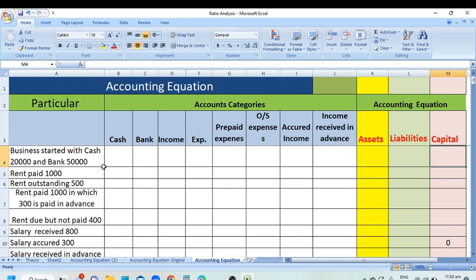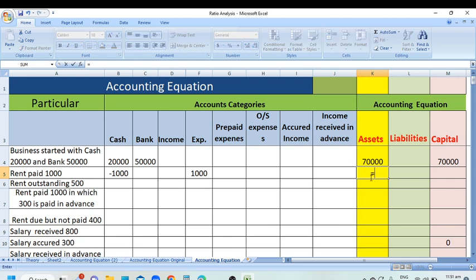Okay, I will start. So business started with cash 20,000. So I'll take 20,000, bank 50,000. Okay, so that comes to assets 70,000. As I already told in my previous video that the investment made in the business is known as capital and it makes the capital as well. You can say that. 70,000. Rent paid. When you paid the rent, the cash will be deducted because you are paying the cash, right? And it is expenses as well, so I put in the expenses too.